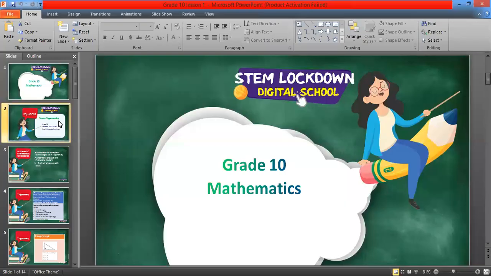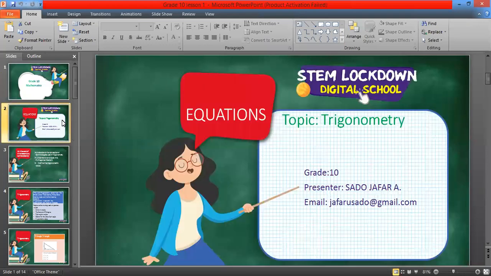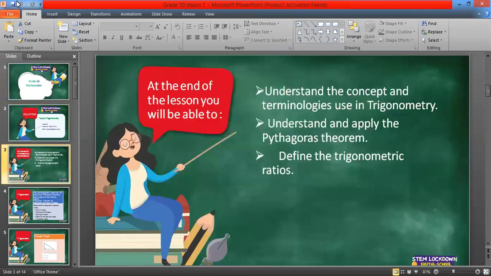Today we'll be looking at trigonometry. You need to understand what the concept of trigonometry is. So what is trigonometry, and how do we deal with it? At the end of this lesson, you should be able to understand the concept and terminologies used in trigonometry.